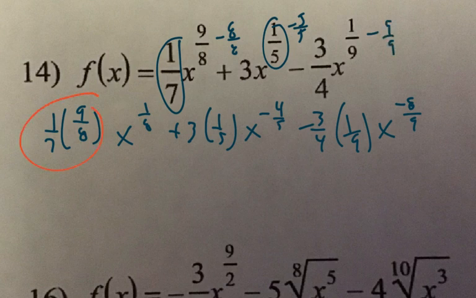So let's see here. That is 9 over 56, x to the 1/8, plus 3/5, x to the negative 4/5, minus 3 over 36, which reduces to minus 1 over 12. Don't forget to reduce your fractions. x to the negative 8/9. So hopefully my writing is legible enough, at least I'm speaking clearly, right?